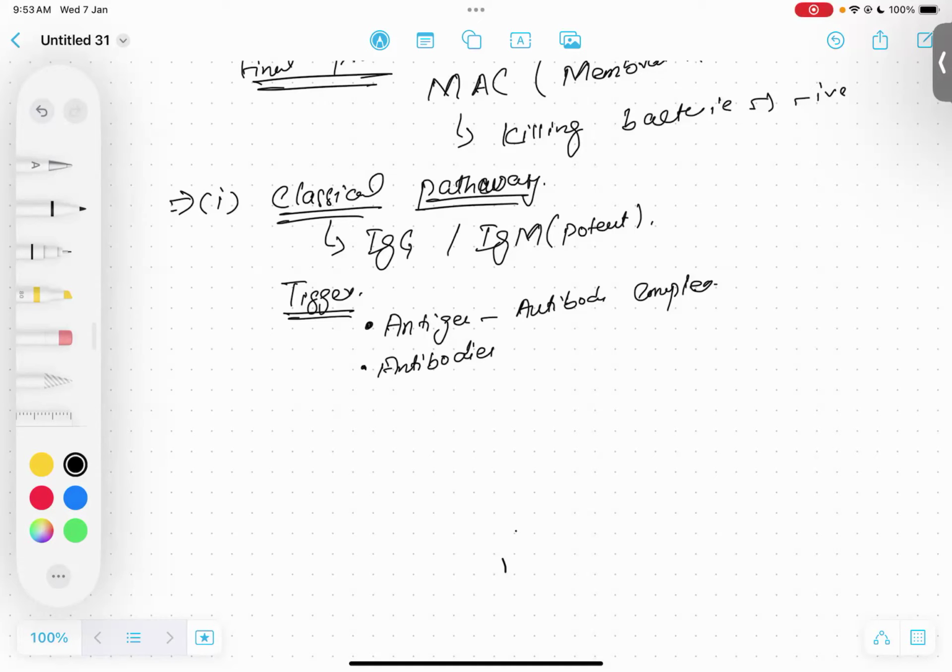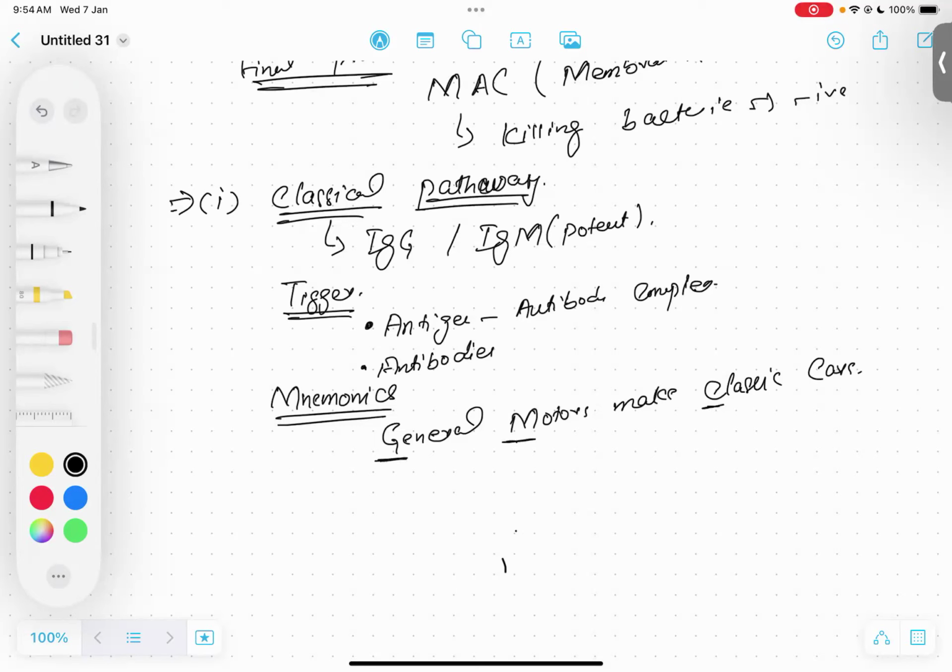You should also remember it with a mnemonic: the classical pathway is activated like General Motors makes classic cars. G for IgG, M for IgM, and classic for the classical pathway. So IgG and IgM will activate the classical pathway.